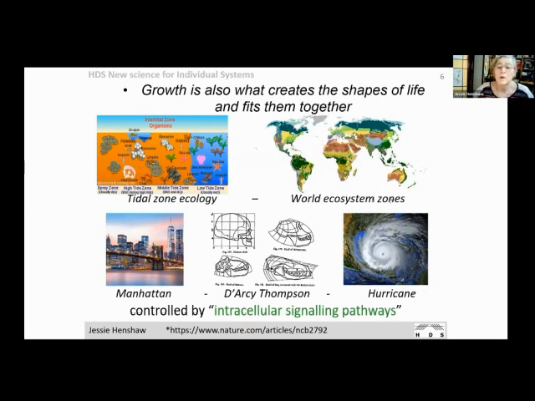But that also works for the world ecosystem zones, that each one grows to fit a niche, as well as for cities, where each one grows to fit its niche and takes on the shape determined by the growth of its parts. Also, the interrelationships of the skulls of mammals that D'Arcy Thompson discovered, along with many other interesting things, as well as hurricanes that grow to fit their growth process. The cold air going down the eye and the hot air going up in the clouds, in the spiral arms of the clouds. And all of these, I believe it's accurate to say, are controlled by intercellular signaling pathways, where basically collective organization.